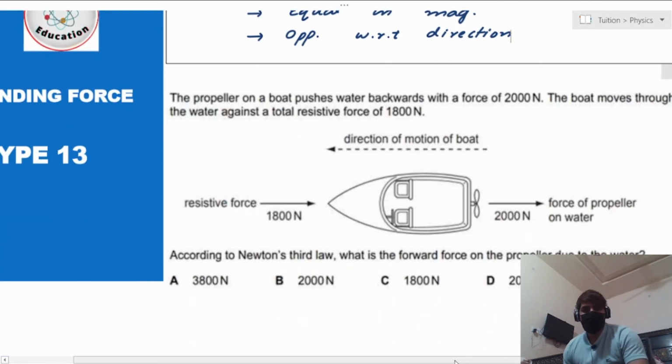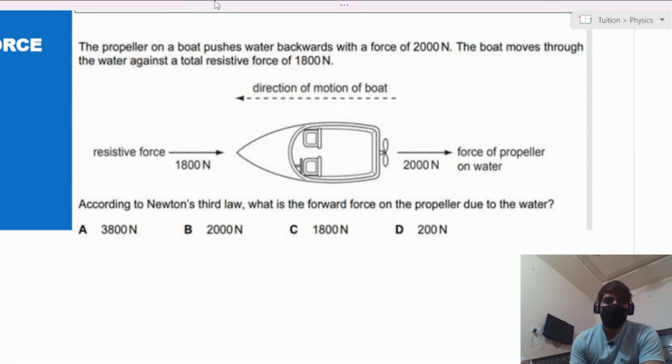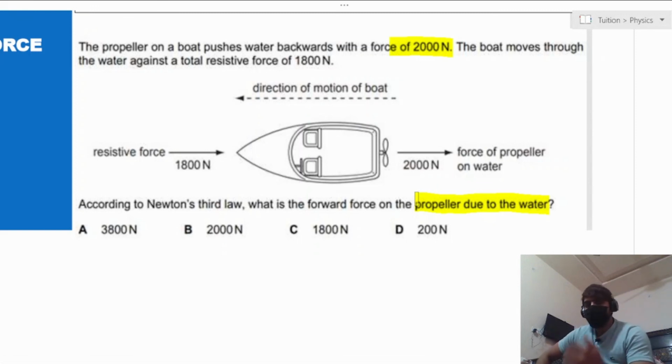So if you take a look at the question, it says the propeller on the boat pushes the water backward with a force of 2000 Newton. Okay, propeller on the boat pushes the water. So the propeller is applying a force of 2000 Newton on the water. Now, first of all, read the question. The question says, according to Newton's third law, what is the forward force on the propeller due to water? So what they're saying is the propeller was applying a force of 2000 Newton. How much force would the water apply on the propeller according to Newton's third law?